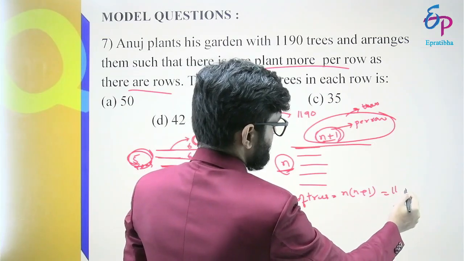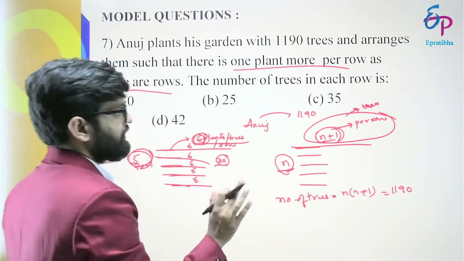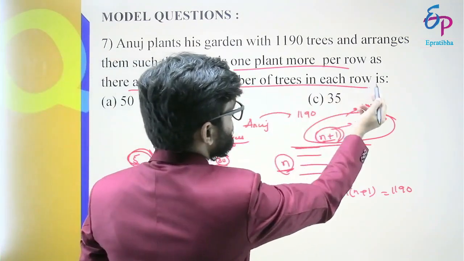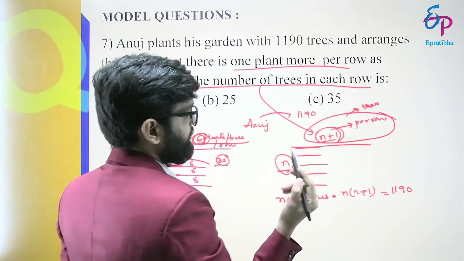That they have given as 1190. Now we have to find out which value we have to find: the number of trees in each row, which we have taken as n plus 1.